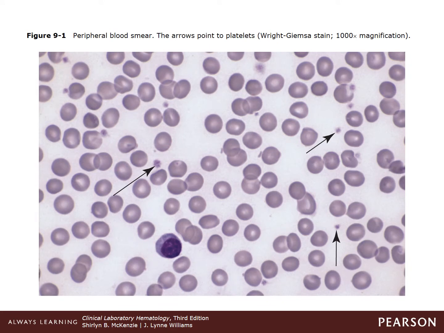On the smear, you can see that they're fuzzy, small anucleate fragments about 1/5 to 1/2 the size of a red blood cell. They contain remnants of a Golgi complex, a small number of ribosomes, and a small amount of RNA.